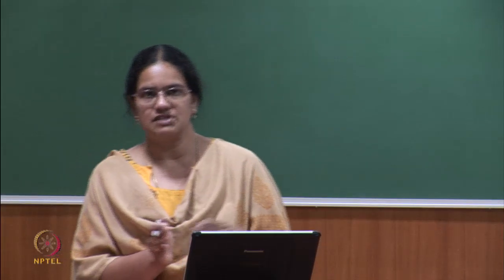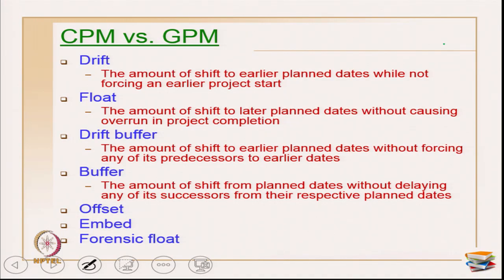Okay. Now, there are certain terminologies we have specifically for GPM. Number one is called drift. This is not the complete list, there are so many terminologies like this. Drift is the amount of shift to earlier planned dates while not forcing an earlier project start. The next is float, the amount of shift to later planned dates without causing an overrun in the project completion. So, in a way it is like the total float in your CPM. The name given in GPM is float.